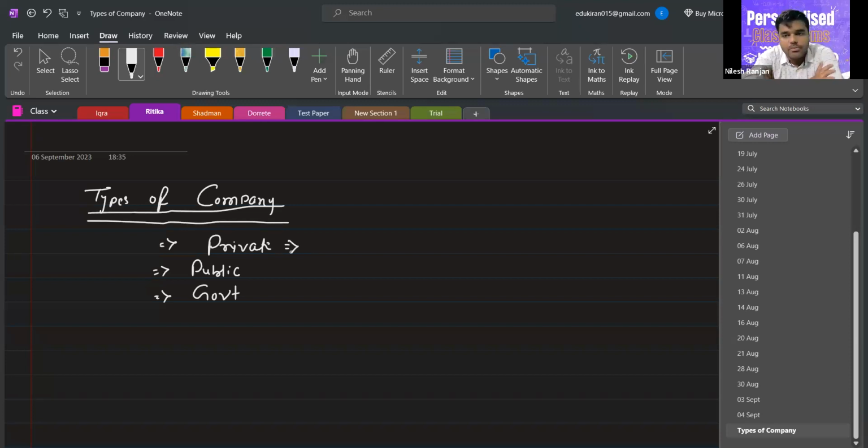And the next is government company. Government companies are companies in which a total of 51% of shares is held by the central government, state government, or local authority combined. These are called government companies. Is this clear? Yes, sir. Okay. There is one person company.